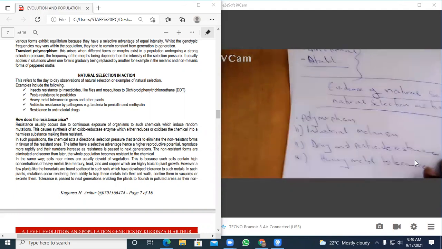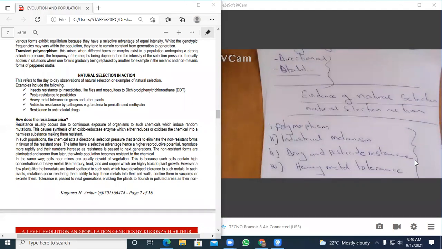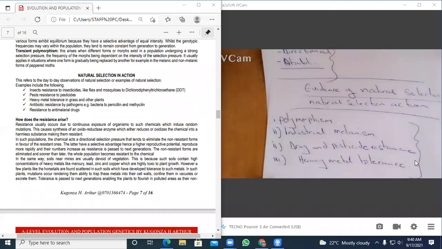These are within our environment. These are the four things currently existing within our population, which show that natural selection exists, that there are individuals who are being favored and individuals who are being unfavored. The individuals who are favored increase in population because they are able to reproduce. But those who are not favored, their population decreases and they go into extinction. Those are some of the things we need to look at.